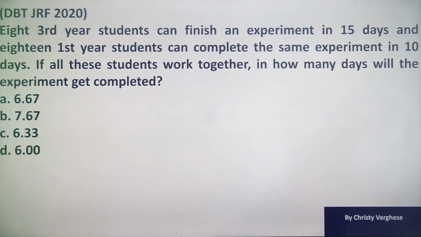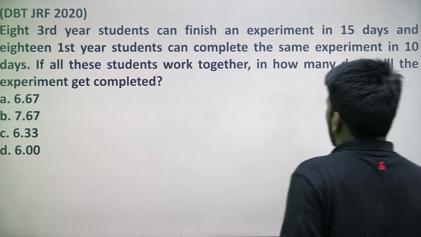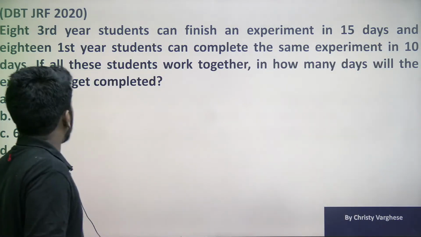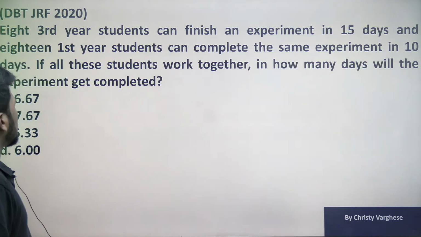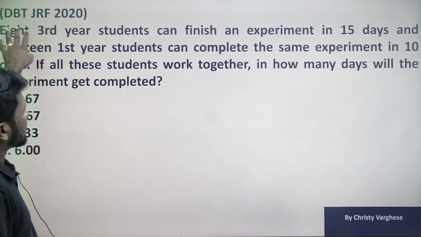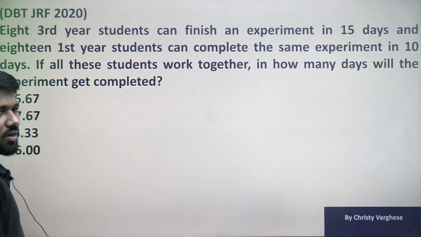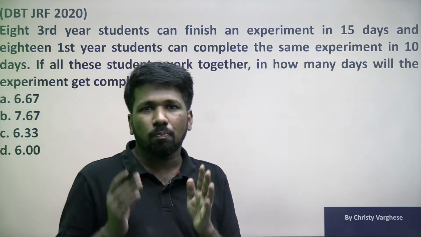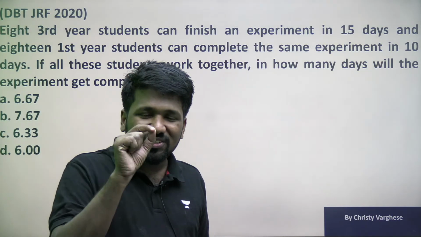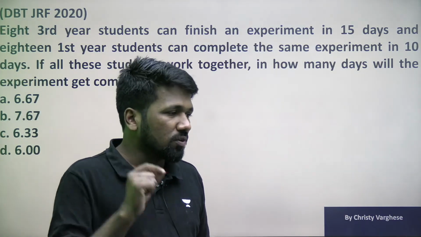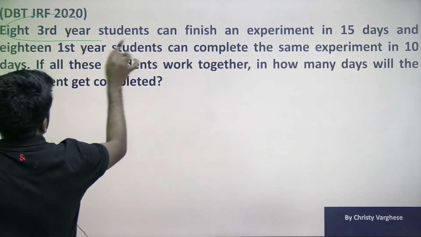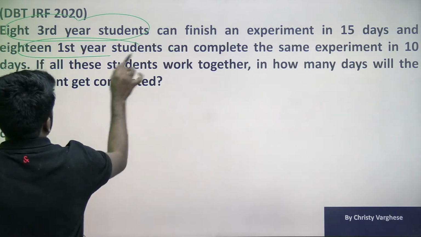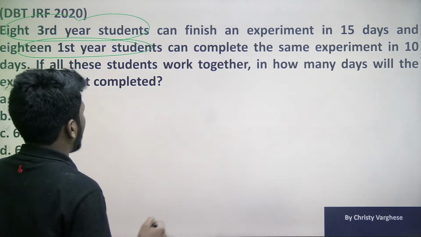Just like the previous question: 8 third year students can finish an experiment in 15 days and 18 first year students can complete the same experiment in 10 days. If all these students work together, in how many days will the experiment get completed? All these students means the 8 and 18 people. Don't worry about them. Think of it as a group only. Don't take each individual out of those 8 people or those 18 people. Consider it as a group of third year students and a group of first year students. That 8 and 18 are not relevant.